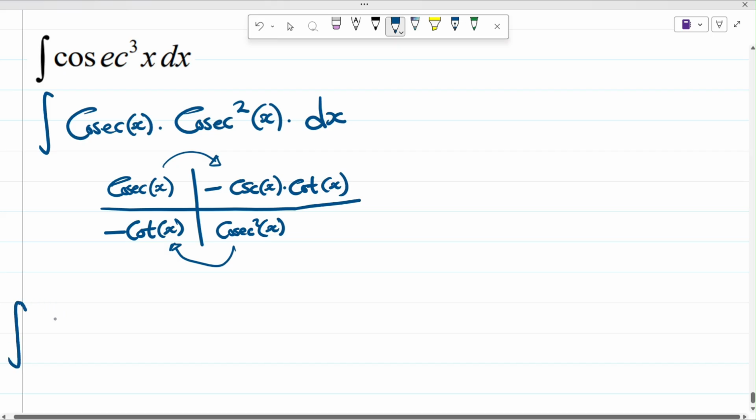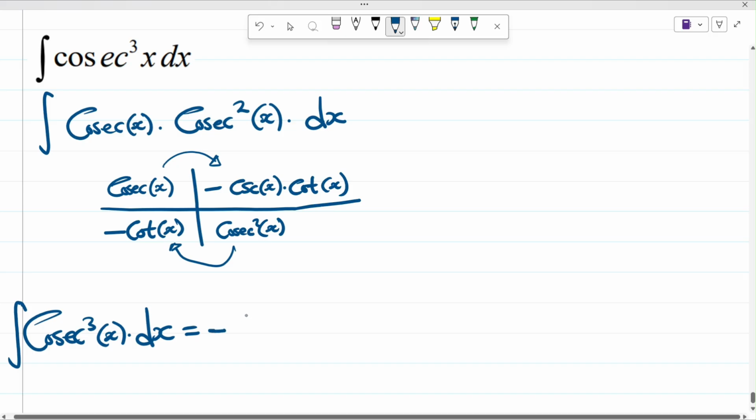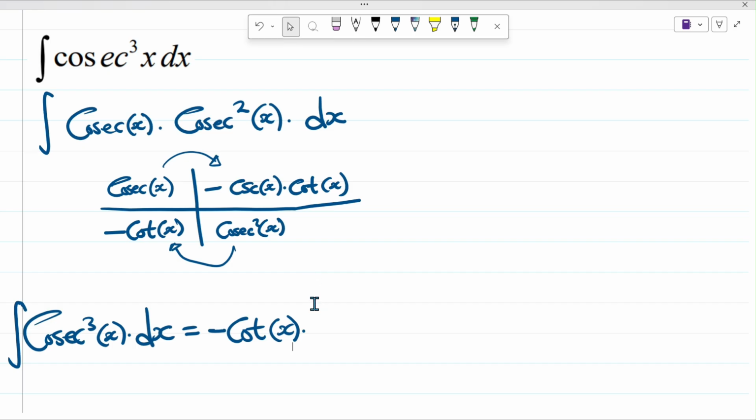And then from here, we're going to copy down our equation. This is going to be cosec cube of x dx, which is equivalent to negative cot of x. Okay, so here the procedure is still the same. We'll multiply the first quadrant, second quadrant multiplied by the third. So it's going to be negative cot multiplied by cosec of x.